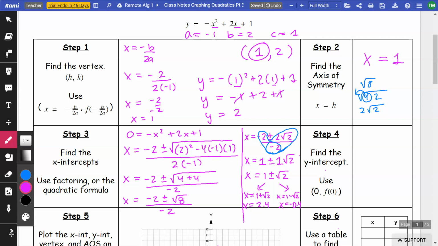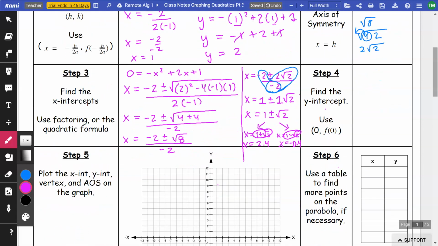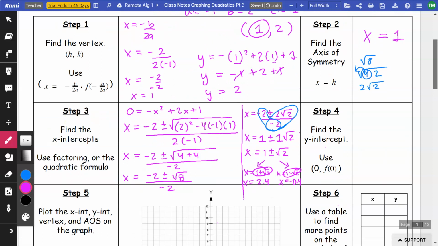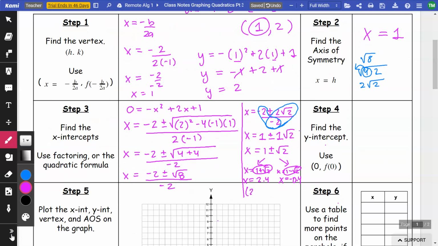We're just going to round those because we can't graph 1 plus root 2, and we can't graph 1 minus root 2, right? We have to use the decimal form of those since we don't really know where 1 plus root 2 is on a number line. So we're going to have an x-intercept at 2.40 and negative 0.40.